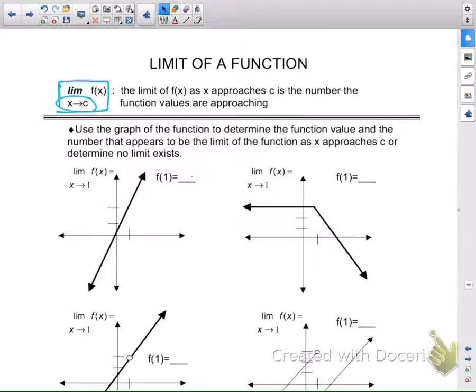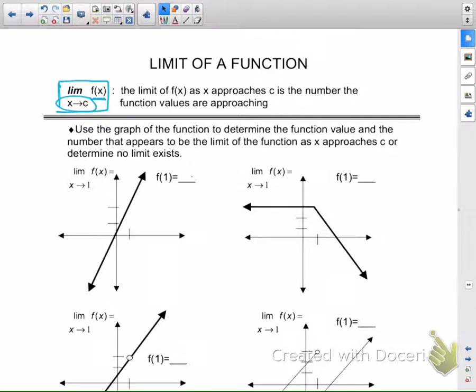F of x is just going to be whatever function you're talking about. A lot of the graph ones will just say f of x because they're not real worried about the equation. They want you to get it from the graph. Some of the other ones that we plug in will actually have a function there, something with an x in it. So what we do when we use graphs is that we literally follow the graph towards that certain x value that they're telling us, and we see what it's getting closer and closer and closer to.